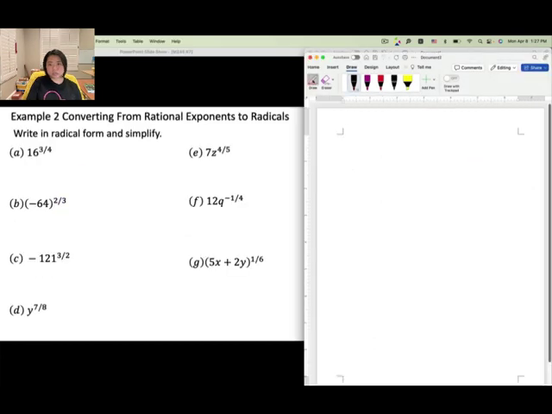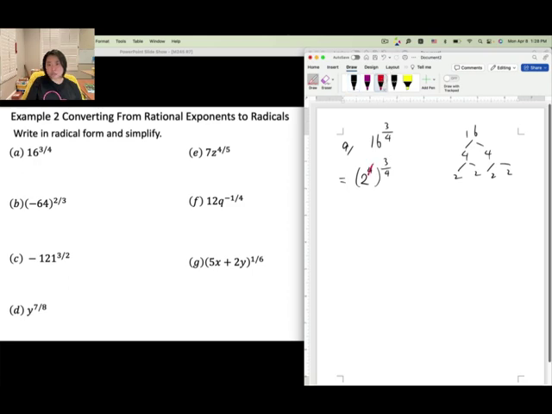Okay, a, 16 to the power of 3 over 4. You don't have to take the fourth root first. You could just break it down: 16 is 4 times 4, 2 times 2, 2 times 2. So I could rewrite it as 2 to the power of 4, which is 16, and we still have the exponent 3 over 4 here.